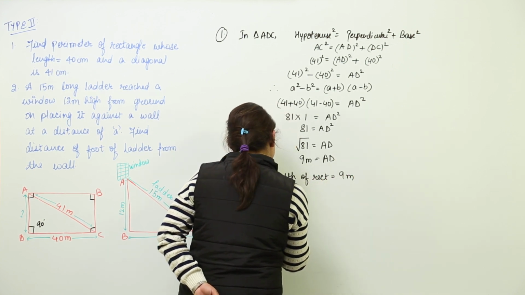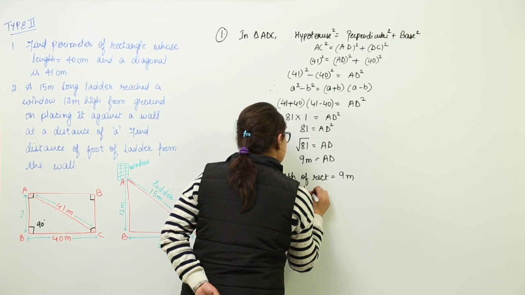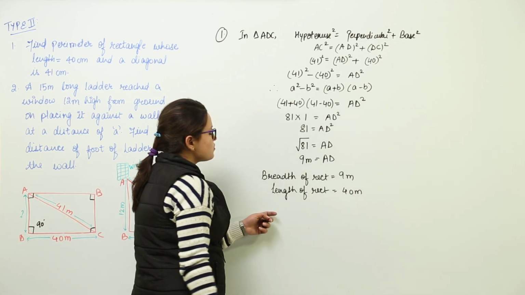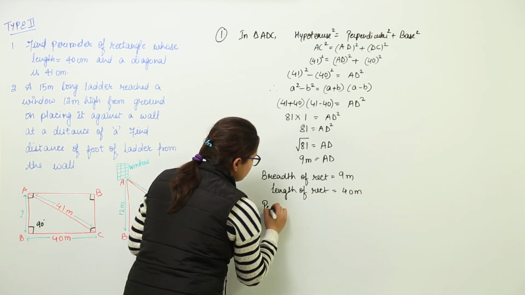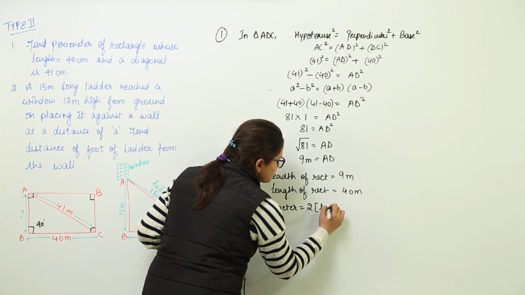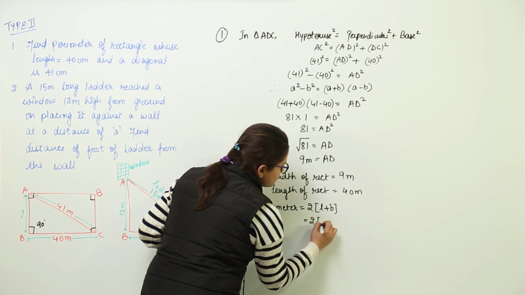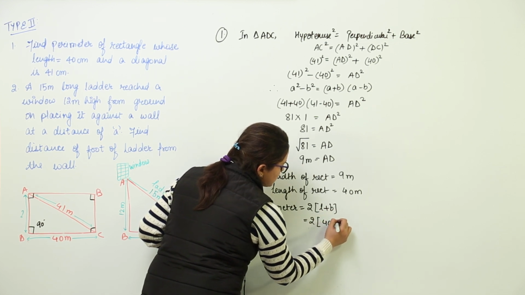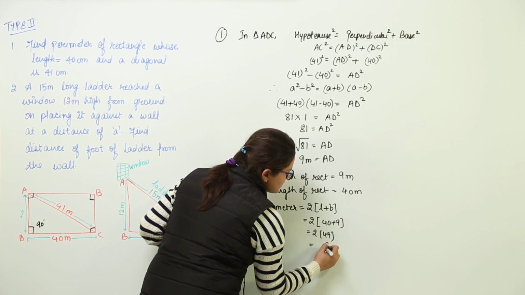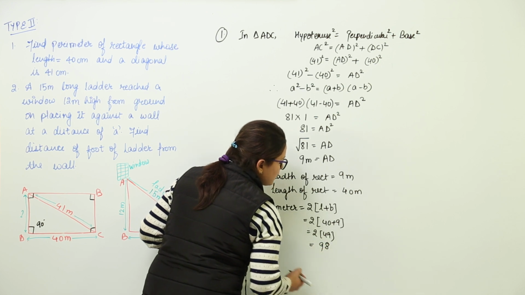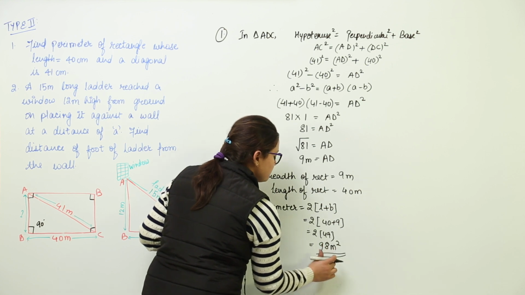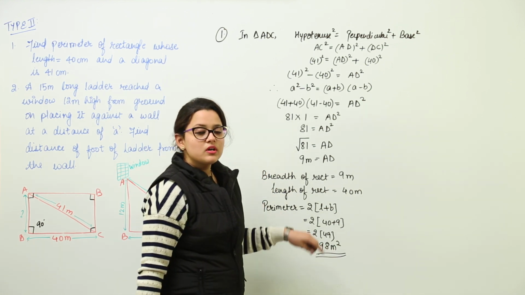As we are aware of the length already, length of rectangle has come out to be 40 meters already. So, we can find out the perimeter now. The perimeter for this rectangle would be equal to 2 into L plus B, that is 2 into length is 40 plus 9 is the breadth. So, we get 2 into 49, that is 2 nines is 18 and 1, 2 fours are 8 and 1, 98 meter square as the perimeter, but I have made one mistake again over here.